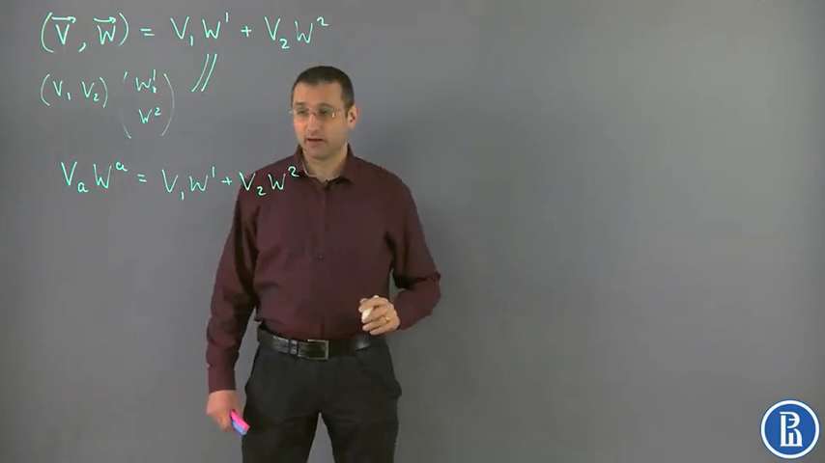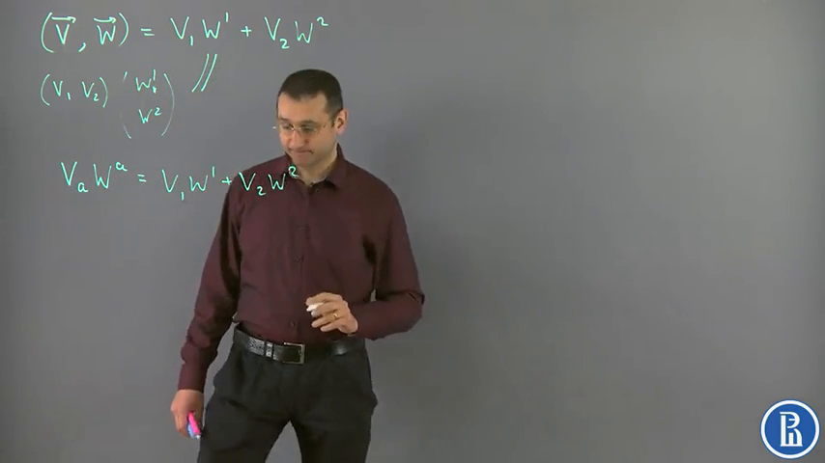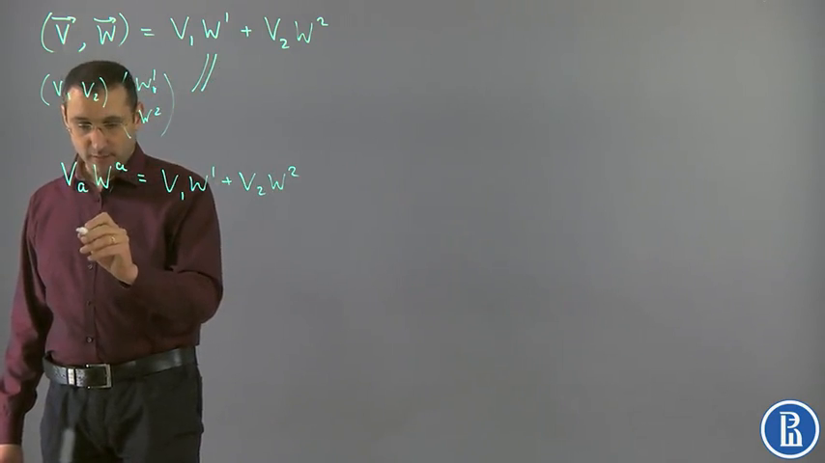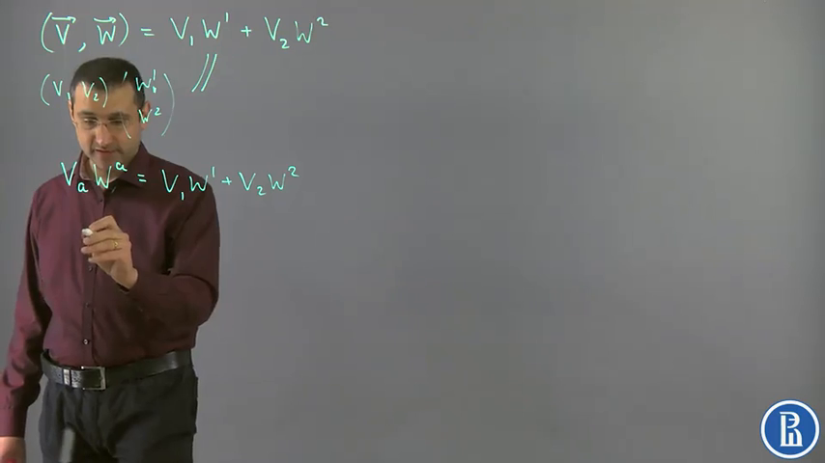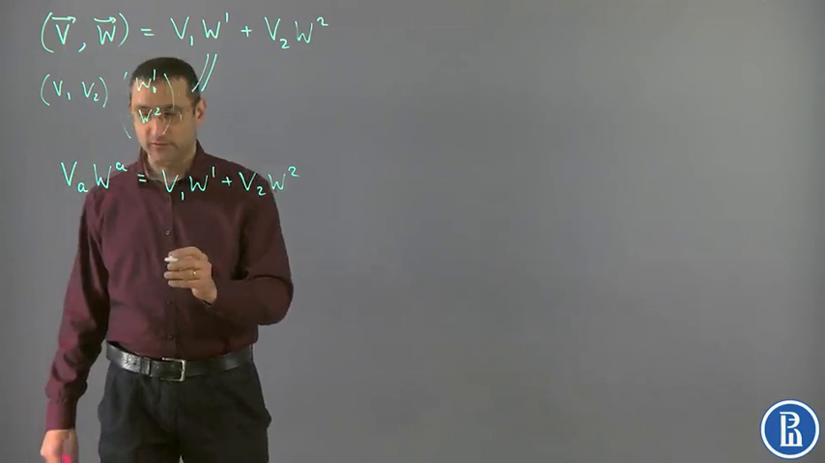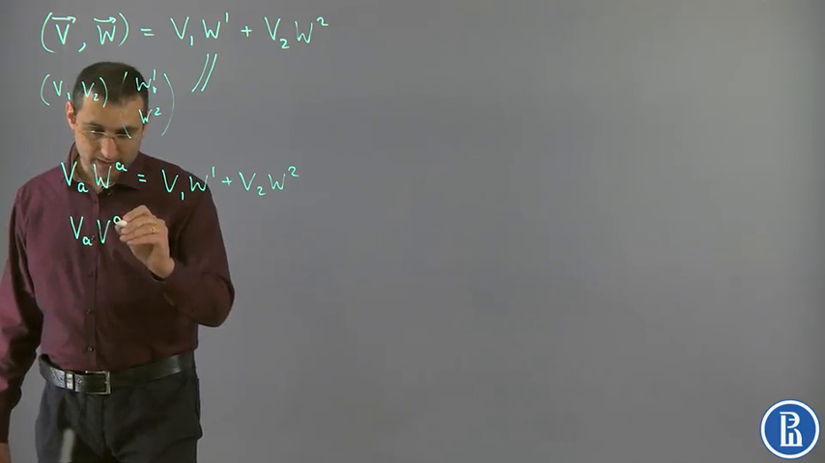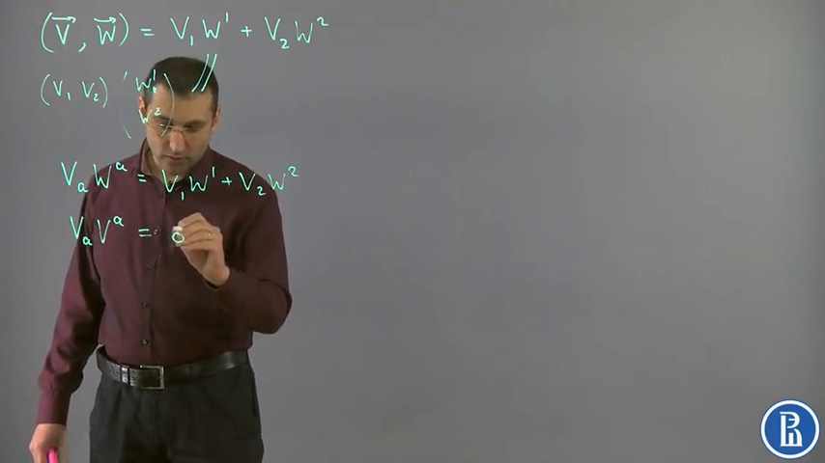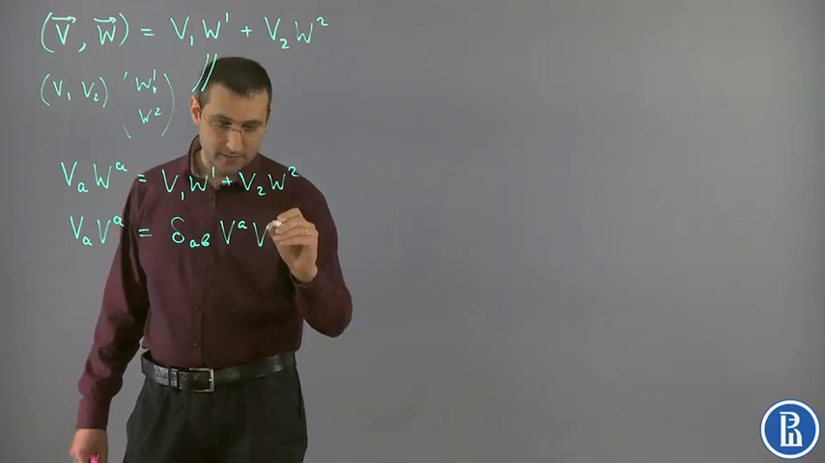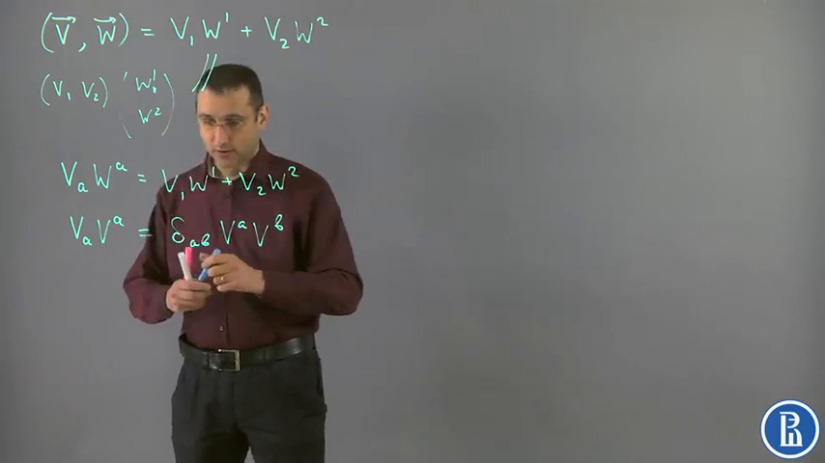How do we map lowercase and uppercase indices? Well, for that we use the metric tensor, a bilinear form which specifies the norm. For example, the norm of a vector v, so a scalar product of v with itself, can be written like this, or like this, or like this: delta AB, V^A, V^B.